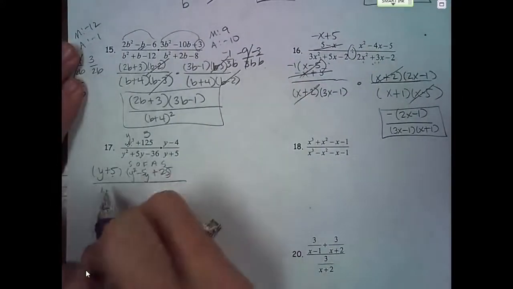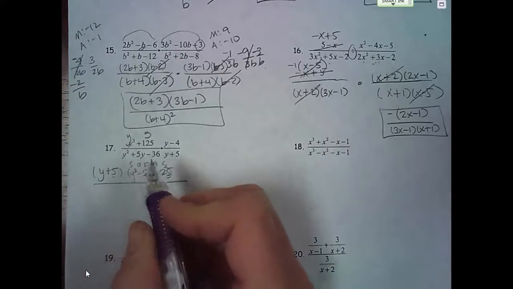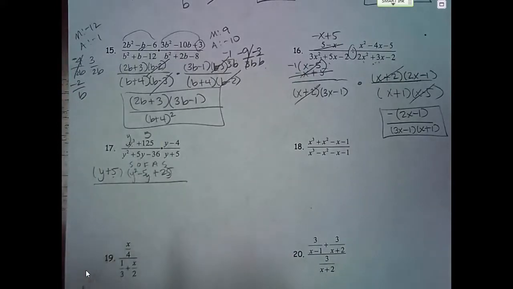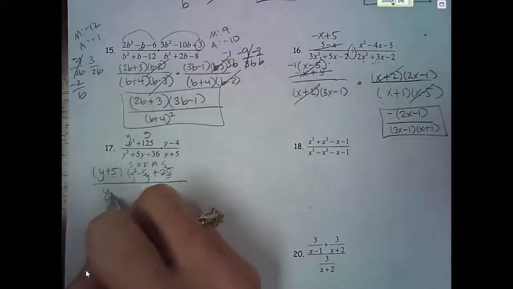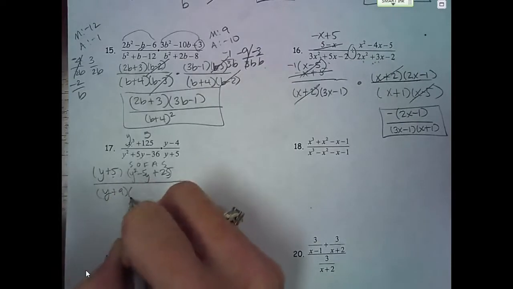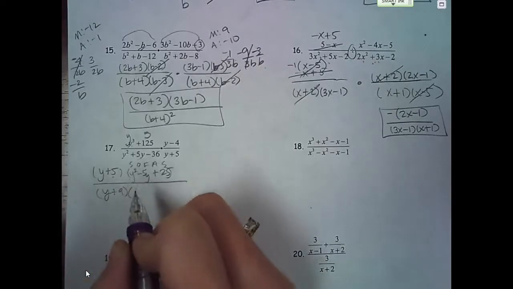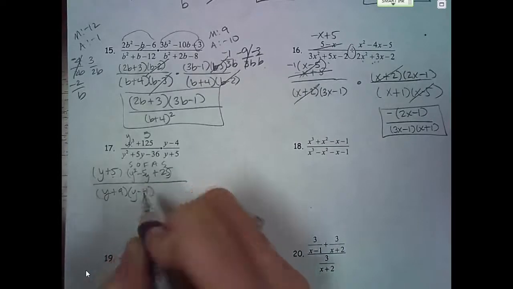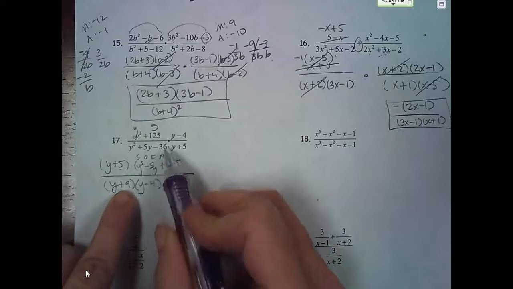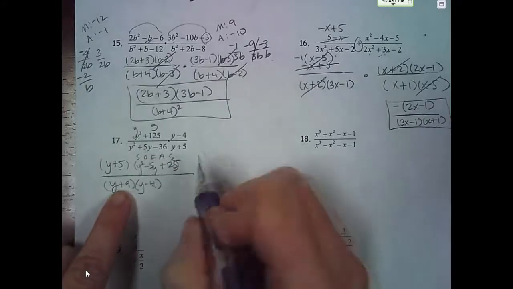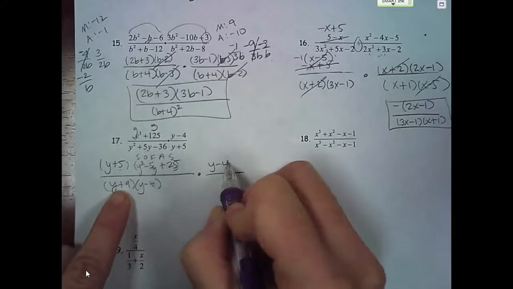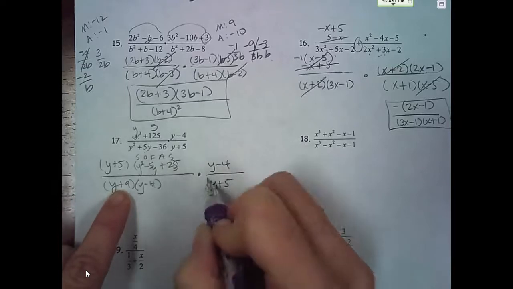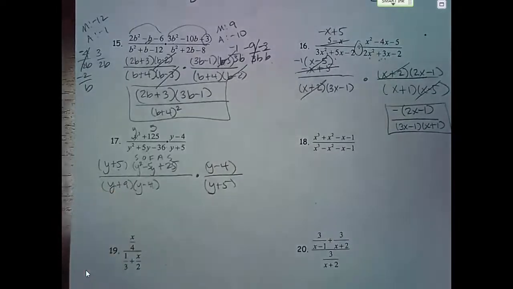Now then factor this to give you y plus 9 and y minus 4. And you can check it. 9 times 4 is negative 36, and that's going to give you positive 5. You're going to multiply. You don't have to flip it, and you don't need a common denominator. You're just going to cancel. Factor and cancel.